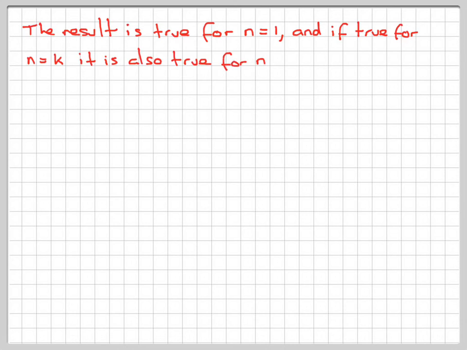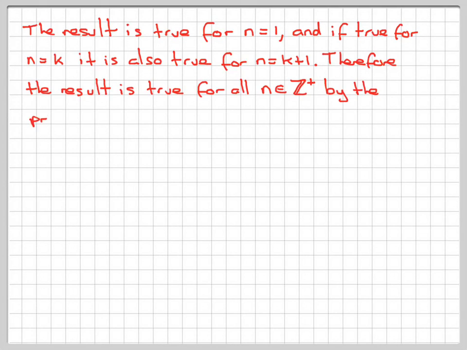And therefore, if the result is true for n equal to 1, and if it's true for n equal to k, it's also true for n equal to k plus 1. Therefore, the result is true for all n belonging to the positive integers by the principle of mathematical induction. That is, because it was differentiated for some general value and I got the next value, it will be true for n equal to 2, 3, 4, and so on.